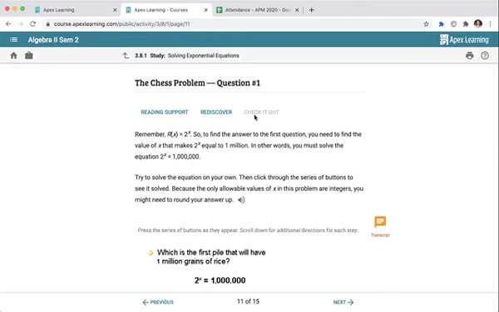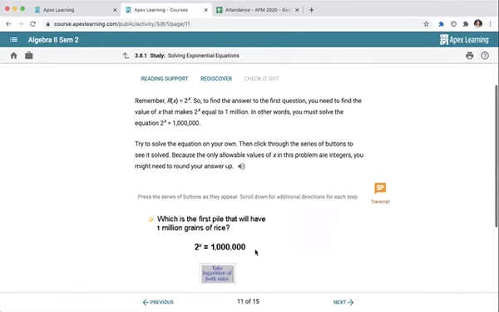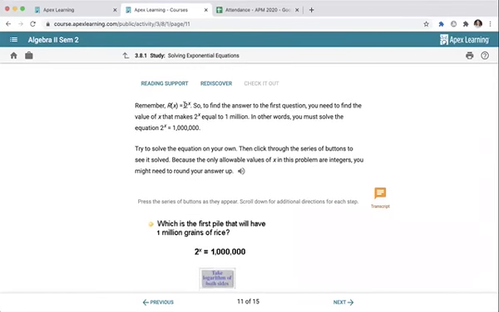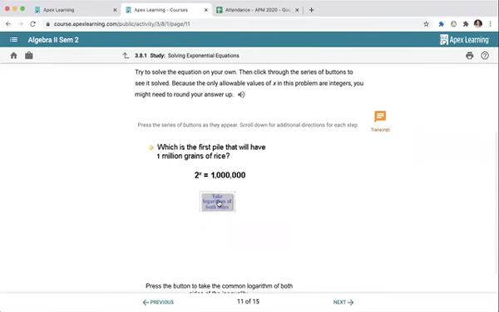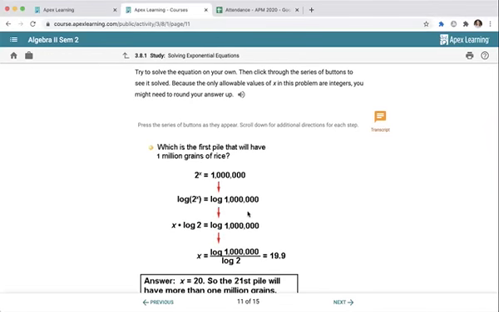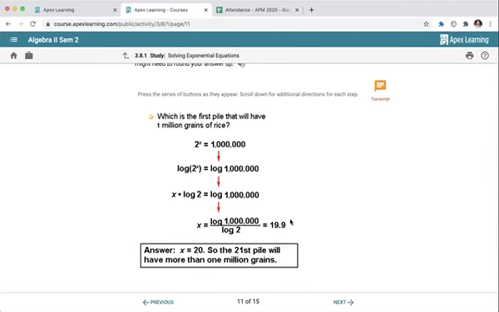Okay, so if we look at the first question, which is the pile that will have 1 million grains of rice, all we have to do is take this expression and set it equal to 1 million and solve. So we take the log of both sides, use that power property, bring it out front. We can divide, and we're left with 19.9. What we have to realize is this rounds up to 20. Again, using logic, we don't have 19.9 piles, we're only doing whole intervals. So this is 20.